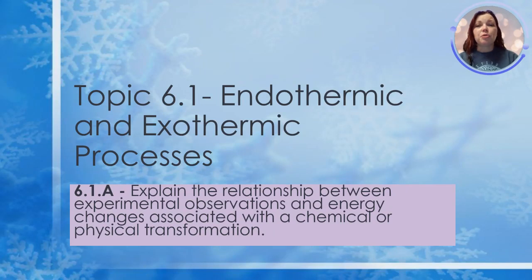Hello, AP Chem students, and welcome to topic 6.1, endothermic and exothermic processes. The learning objective for today is 6.1.a, explain the relationship between experimental observations and energy changes associated with a chemical or physical transformation. So let's get into it.